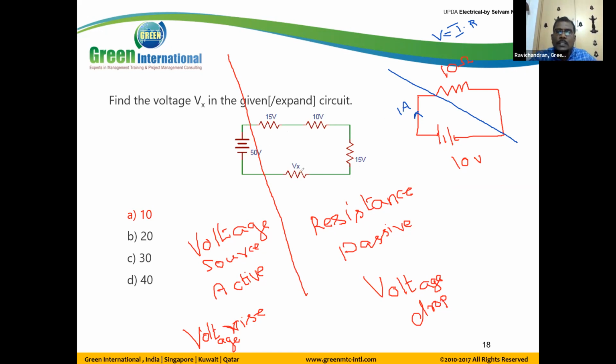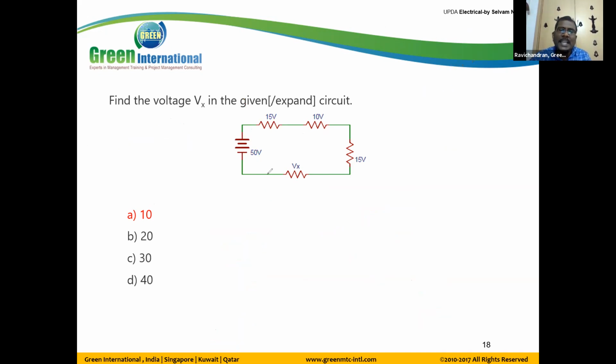Now we come here. Now it is a closed circuit, with 15 volt, 10 volt, 15 volt and Vx. So we can write 50 is equal to 15 plus 10 plus 15 plus Vx. Now with simple mathematics, we substitute the numbers and find that Vx is 10 volt. I gave this problem for understanding purposes only. Let me have more problems in the next slides.